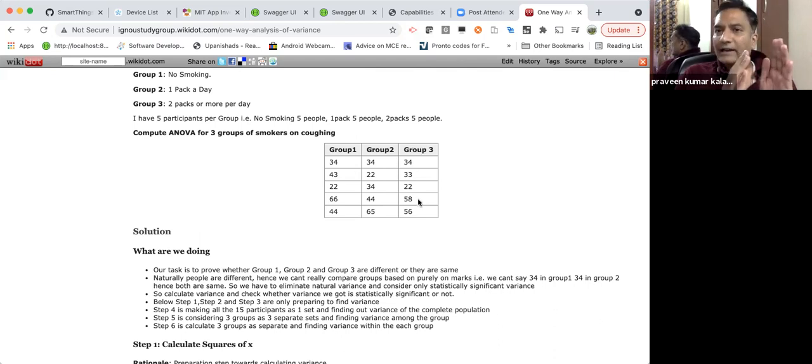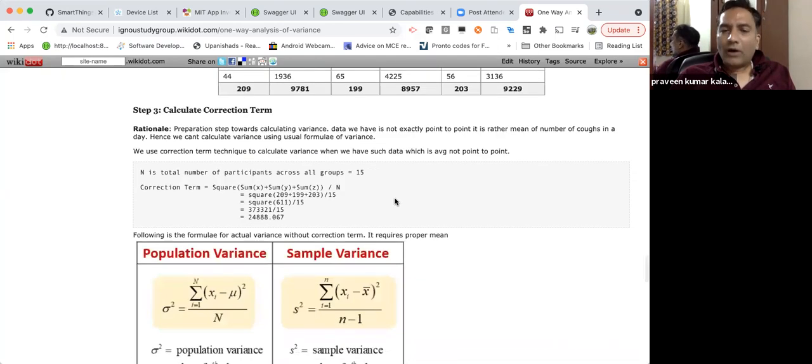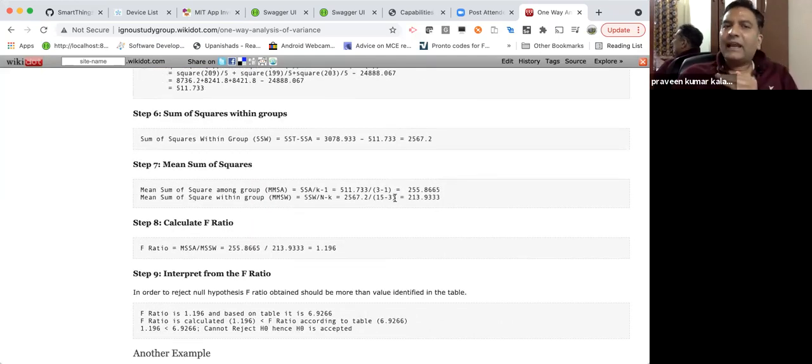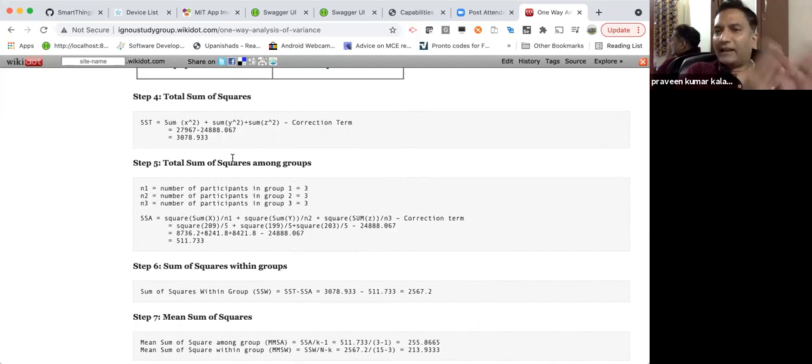Okay, so you are considering three individuals, right? This is individual 1, this is individual 2, this is individual 3. And then you are checking what is the variance between group 1, group 2, and group 3. That is what is among groups. That means you are just considering it as three entities and you are finding out what is the variance between group 1, group 2, group 3. Okay, that is what is about among groups.